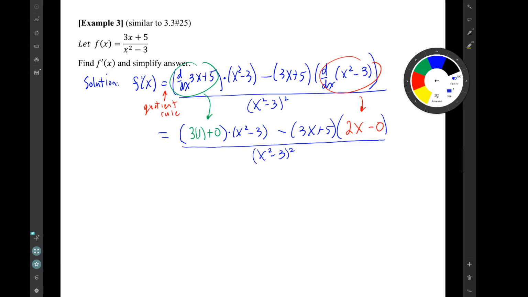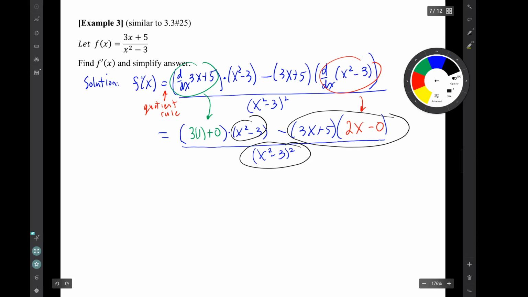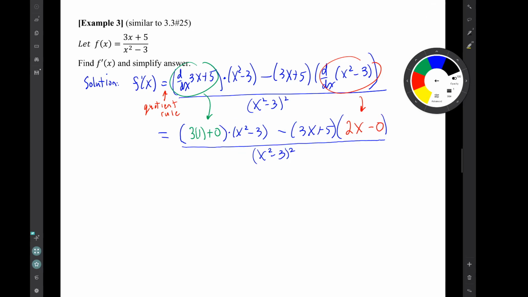Now, how can we clean this up? You might notice that there's an x squared minus 3 in the numerator, and there's some factors of x squared minus 3 in the denominator. You might think you can cancel those, but you can't, because that factor, x squared minus 3, is not a factor in the whole numerator. There's no x squared minus 3 over here on the right. So we cannot cancel x squared minus 3. That's such an important thing to make a note of that I'm going to write it in red.